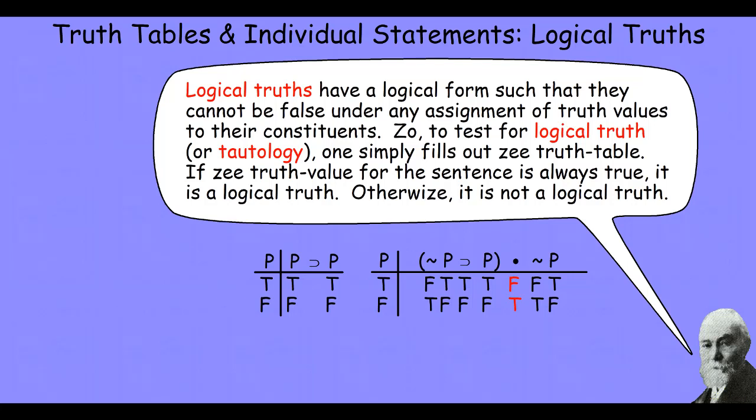Under that dot, we have one false and we have one true. That statement isn't always true. There's at least one way for it to be false, so it's not a logical truth.